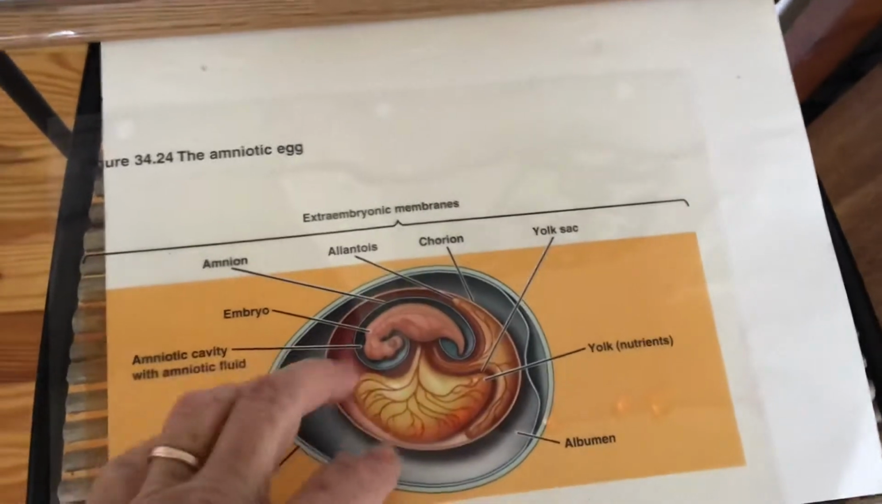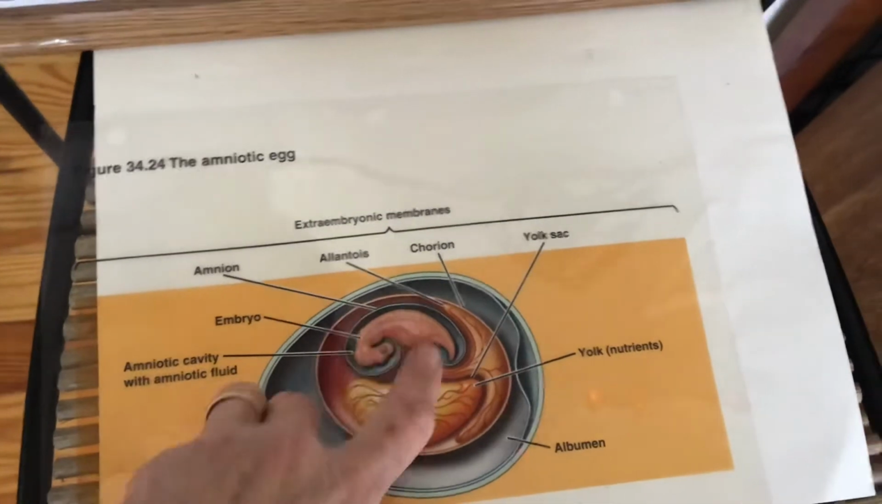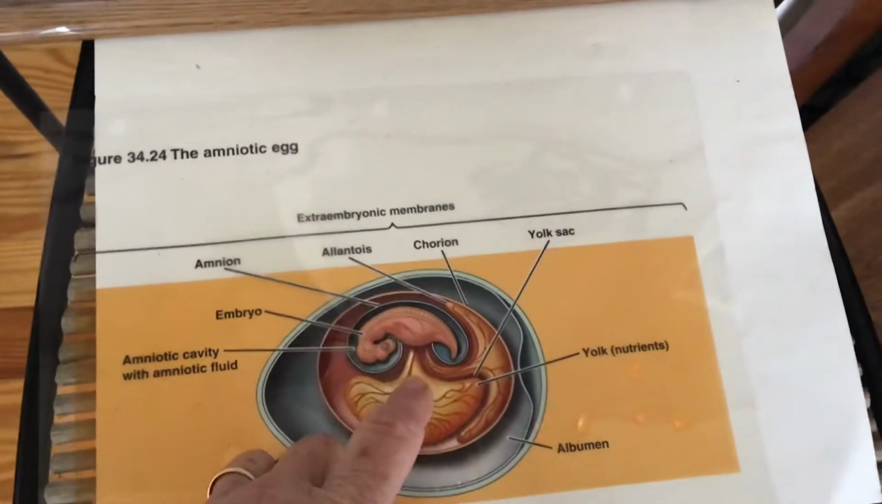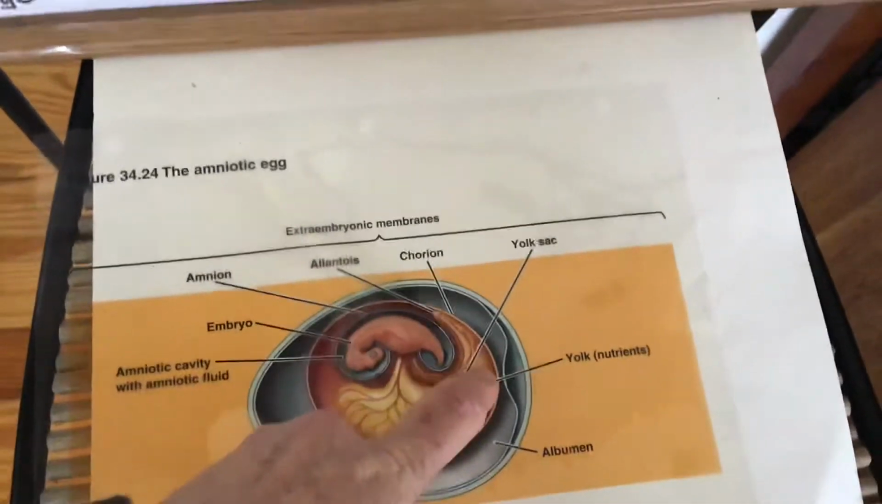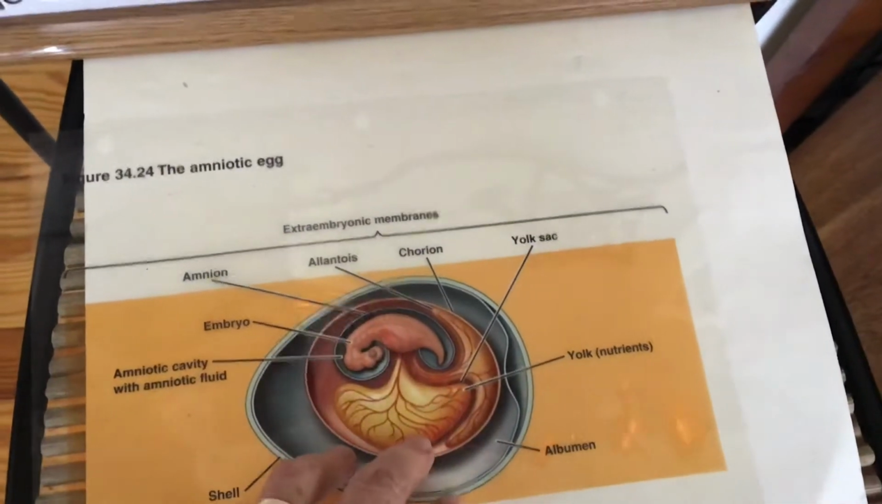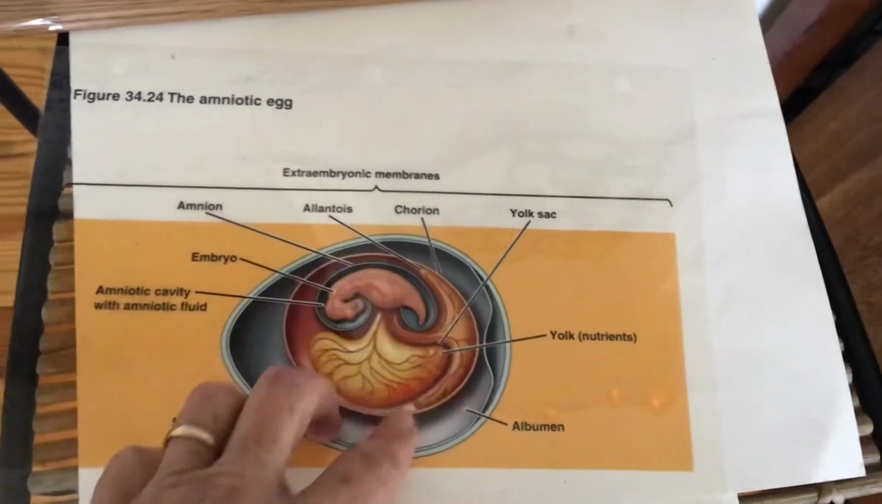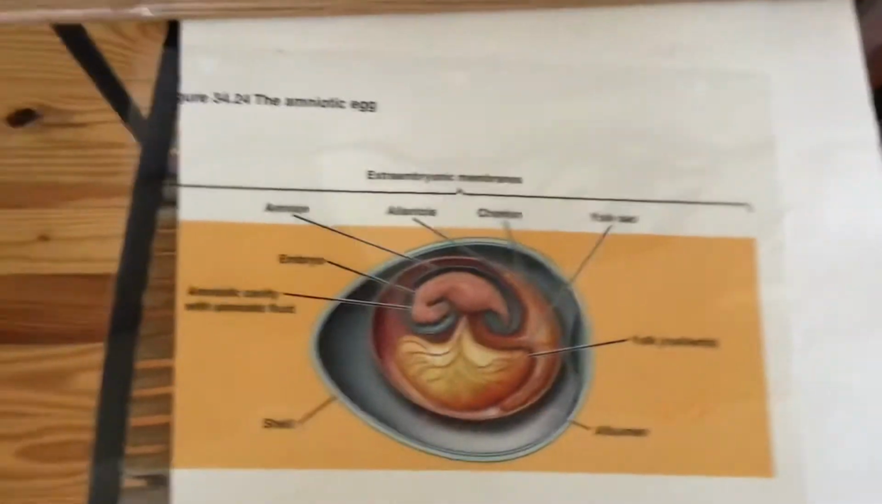In other words, after the baby or the embryo metabolizes things, the waste products build here. So this will go down as it develops, and this will go up as it develops. And the chorion is simply the membrane that is surrounding the whole thing. So anyway, this is a typical amniotic egg.